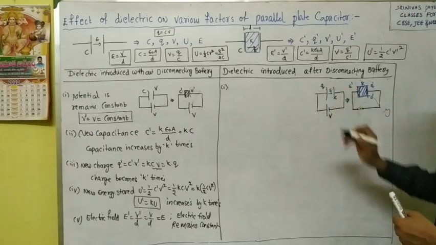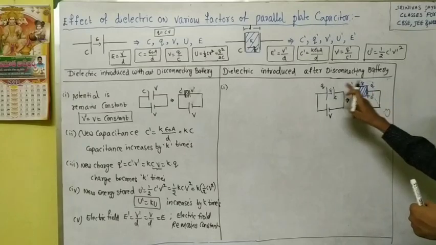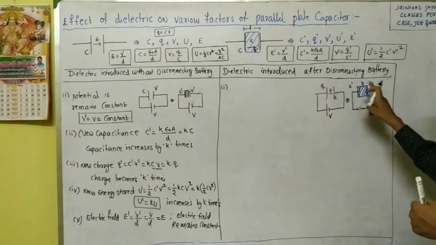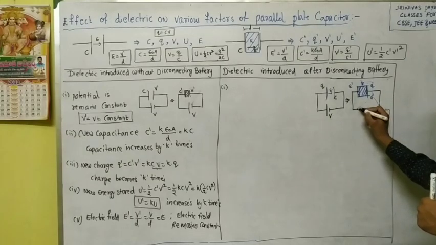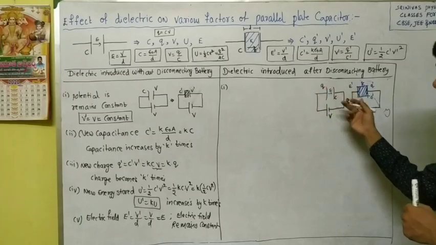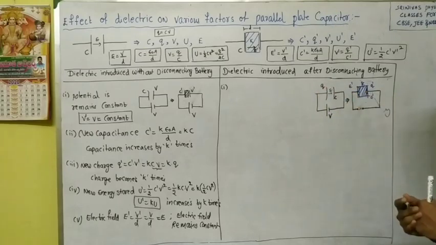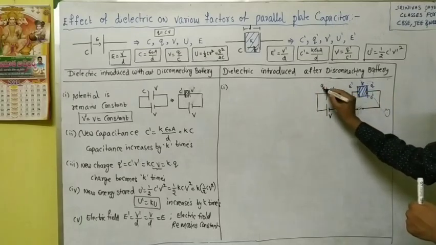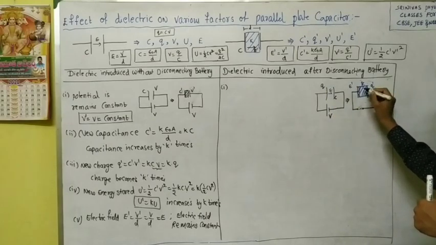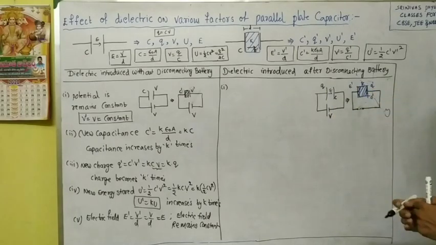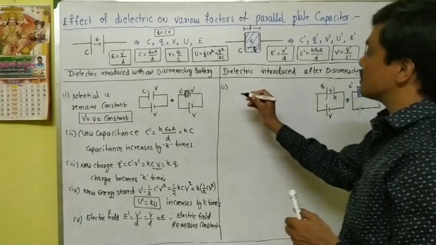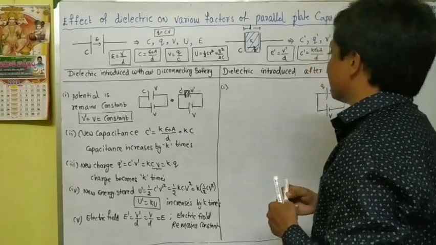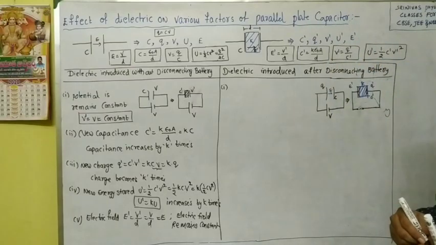Q dash is equal to Q. Why? The charge stored remains constant. Why does it remain constant? Because here there is no battery to supply additional charge. Initially, however much charge was stored, the same charge continues after introducing the dielectric slab also. That's why the first point we may write is that the charge remains constant.